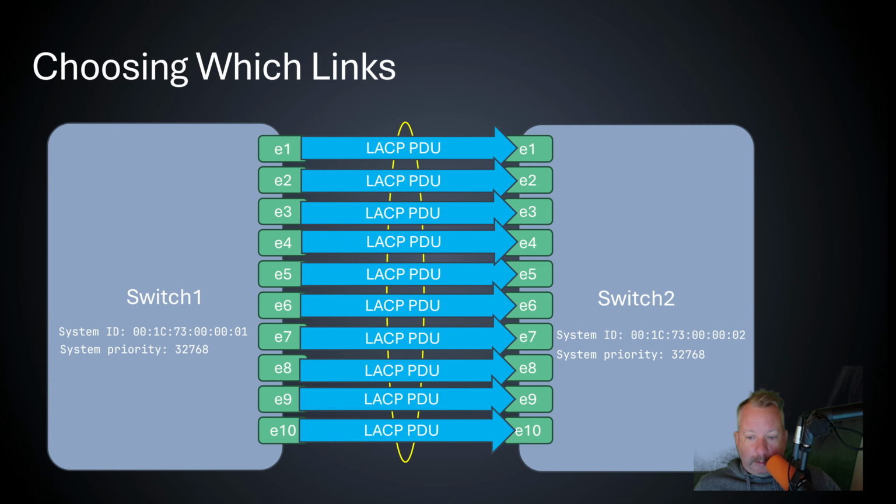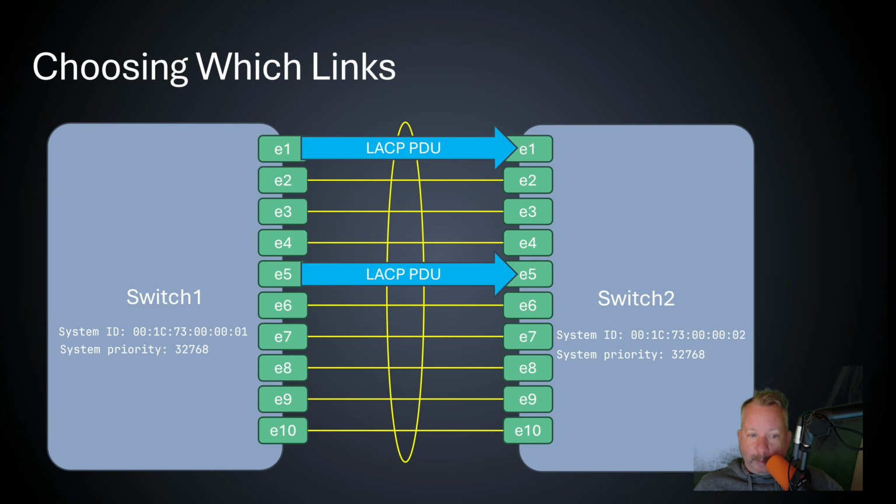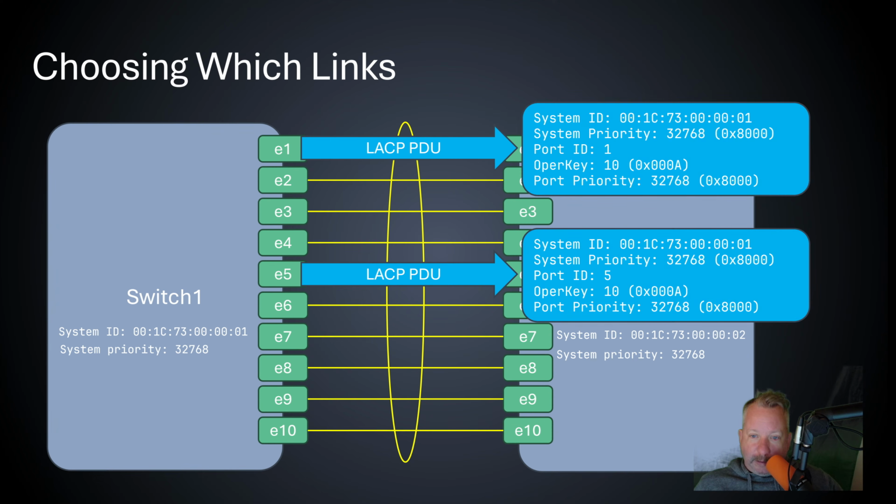They're both sending LACP PDUs. So switch 1 is sending them to switch 2, and switch 2 is sending them to switch 1. Let's take a look at two of them, one coming from Ethernet 1 and one from Ethernet 5. Let's look at the information in them. We have the system ID, and that's got to match. For this LAG to come up, the system ID on all the links in a given LAG must match. This ensures that we're plugged into the right device.